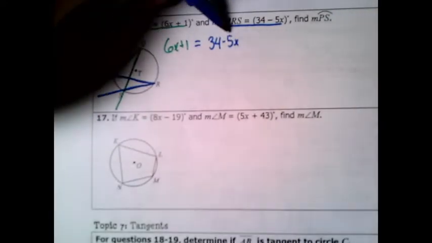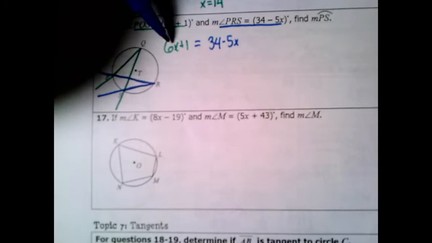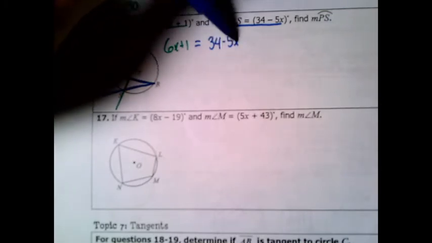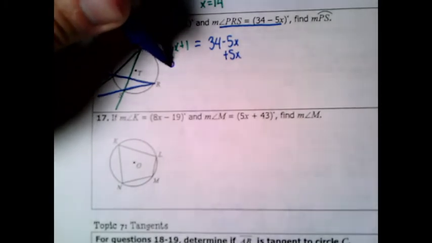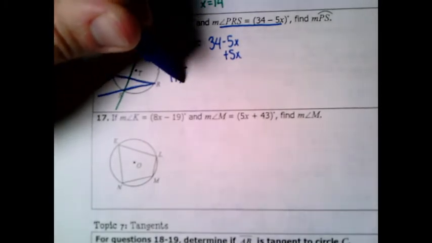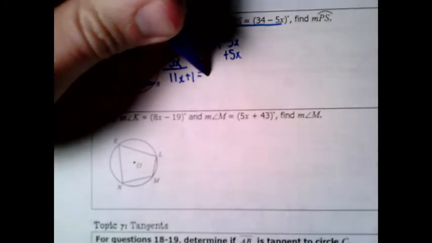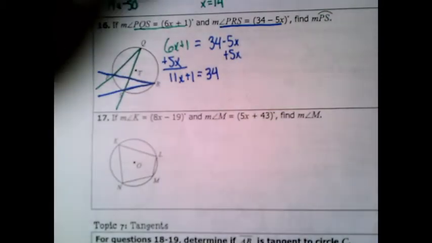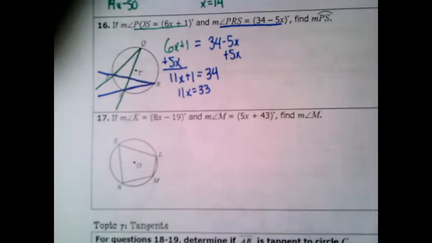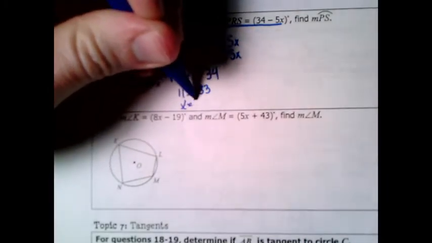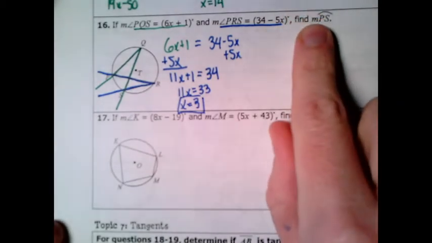So to solve for this, I moved the smaller of the two x's. This one's smaller because it's -5. So I'll show you this one. I'm going to add 5x to both sides. That gives me 11x plus 1 equal to 34. I'll subtract 1 to both sides. Divide by 11. So x is 3. But they don't want x, they want PS.